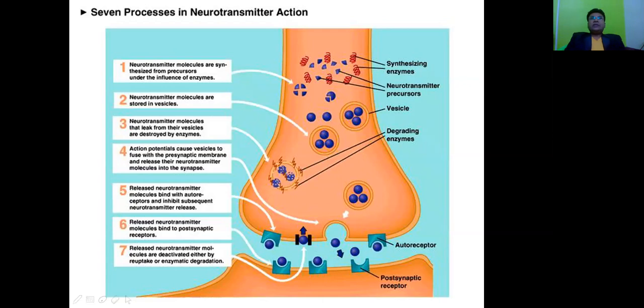The action potentials cause vesicles to fuse with the presynaptic membrane and release the neurotransmitter molecules, which bind the autoreceptors and inhibit the subsequent neurotransmitter release. Then the released neurotransmitter molecules bind to the postsynaptic receptors, and they are deactivated either by a reuptake mechanism or enzymatic degradation.